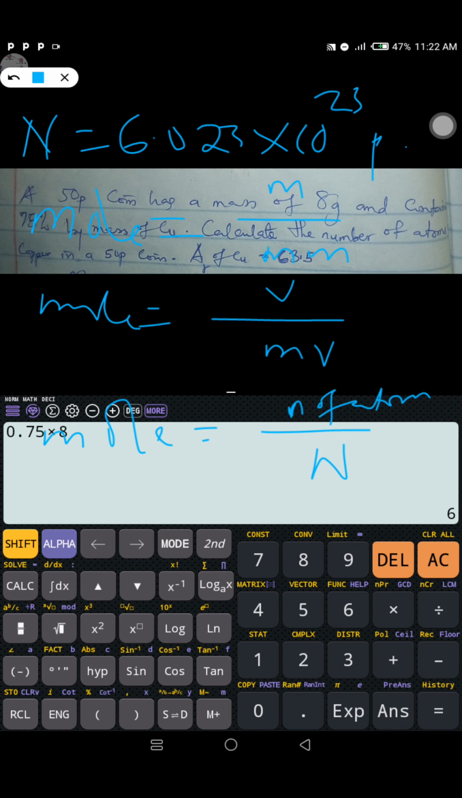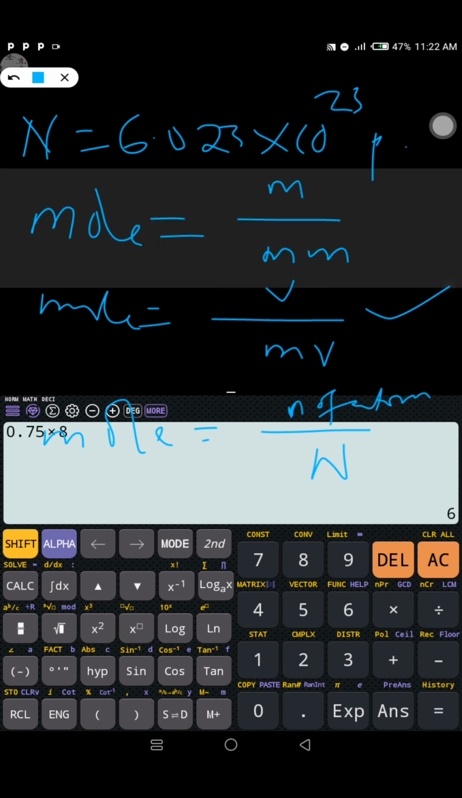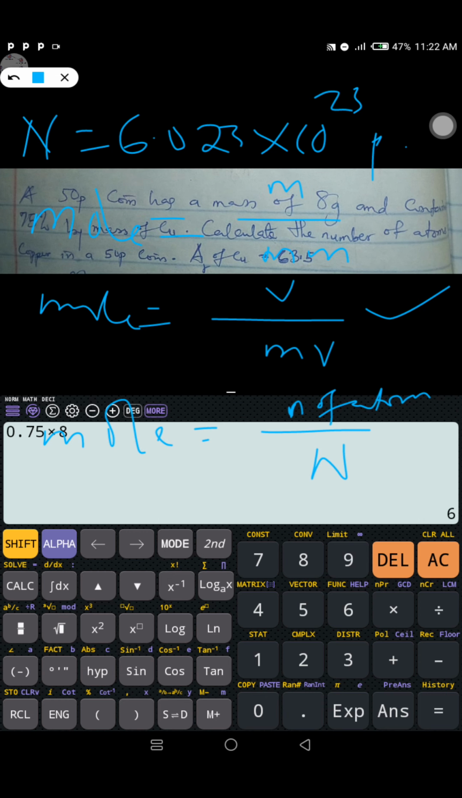It depends on where you're using the mole. If you're using the mole under volume, you're going to use this. If you're using the mole under mass, you're going to use this. If you're using the mole under the Avogadro constant, like in this case, we're going to use this. But in this case, we have two conditions: we have mass and we have the Avogadro constant. That means we're using the first one and the last one.